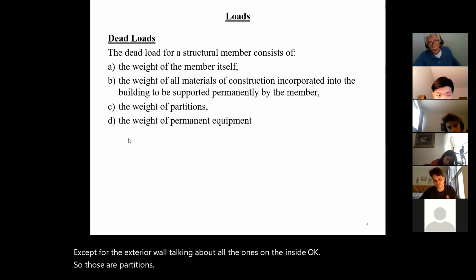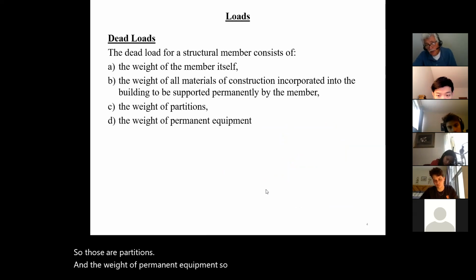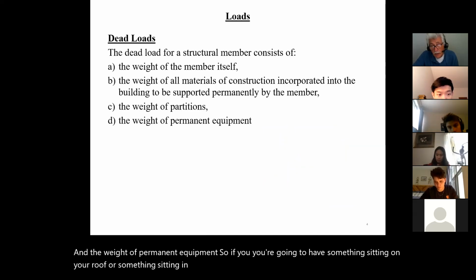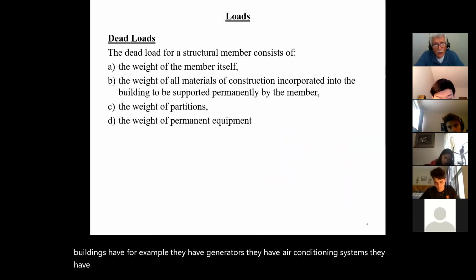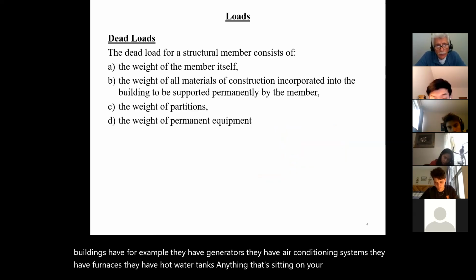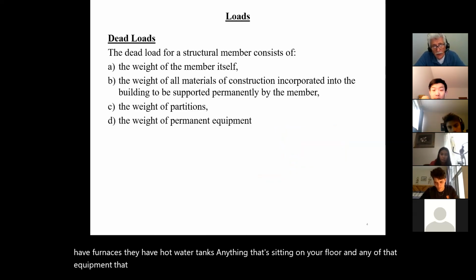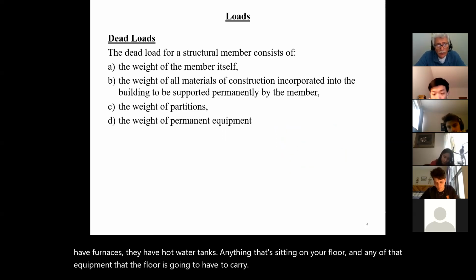And the weight of permanent equipment. If you know you're going to have something sitting on your roof or in a room that's going to be there, for example, some buildings have generators, air conditioning systems, furnaces, hot water tanks, anything that's sitting on your floor, any of that equipment that the floor is going to have to carry would be considered a dead load.